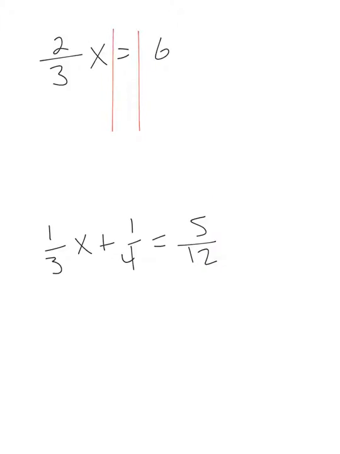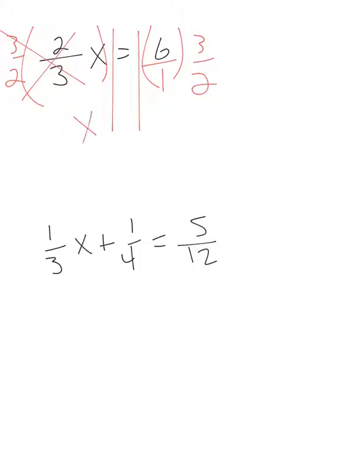2/3 x equals 6. I'm not going to actually divide. I am going to multiply by the reciprocal. x equals, and then multiply across. 6 times 3 is 18, divided by 2, which is 9.